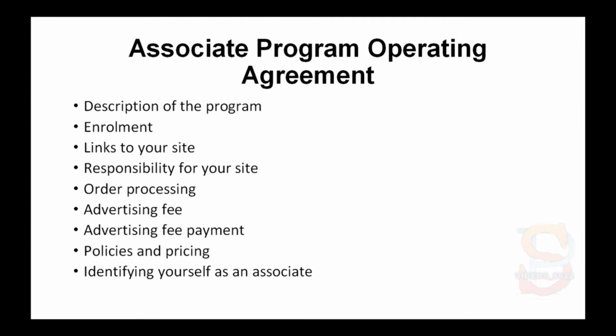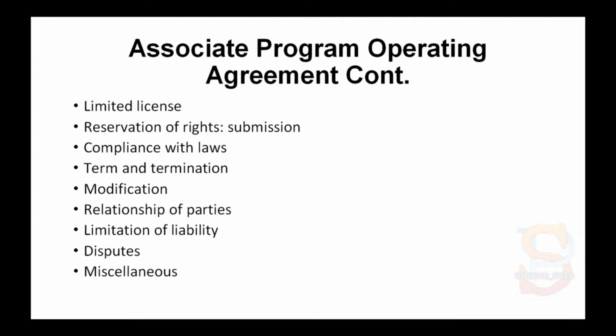Identifying yourself as an associate. You will not issue any press releases or make any other public communication with respect to this operating agreement, your use of content, or your participation in the program. You will not misrepresent or embellish the relationship between Amazon and you, or express or imply any relationship or affiliate between Amazon and you. Now, here's the leftover descriptions for Amazon operating agreement.